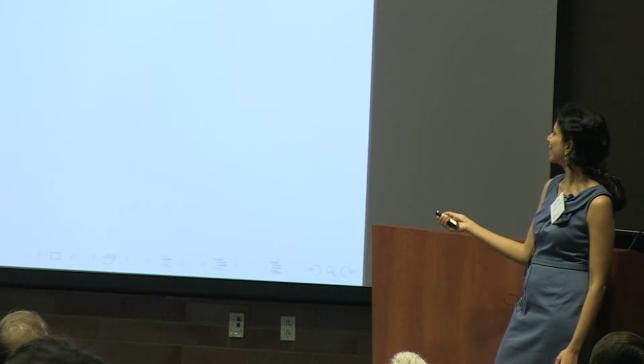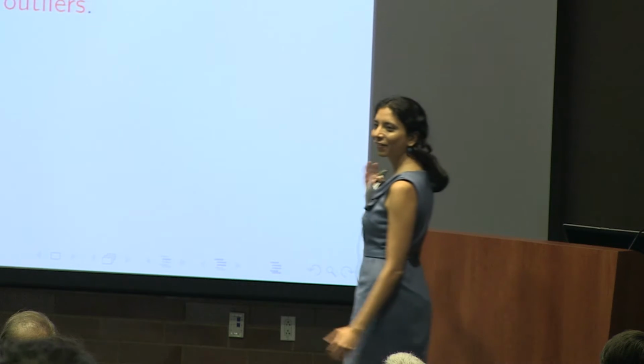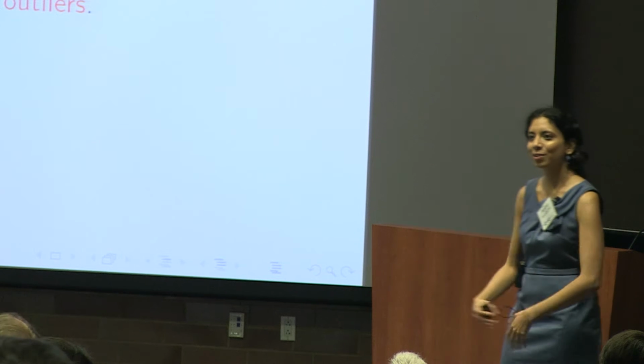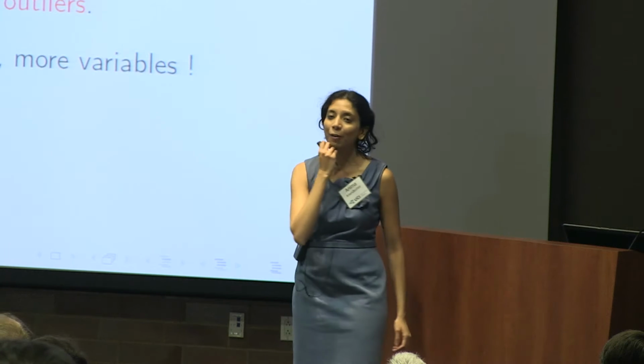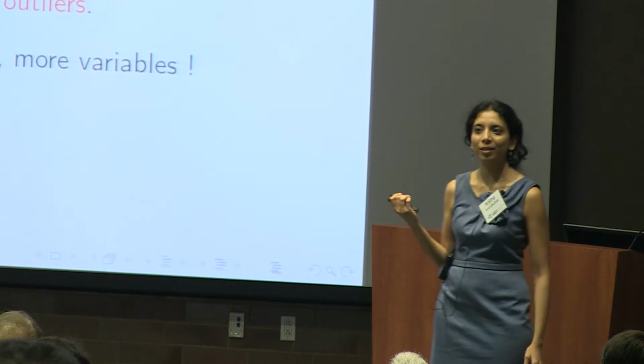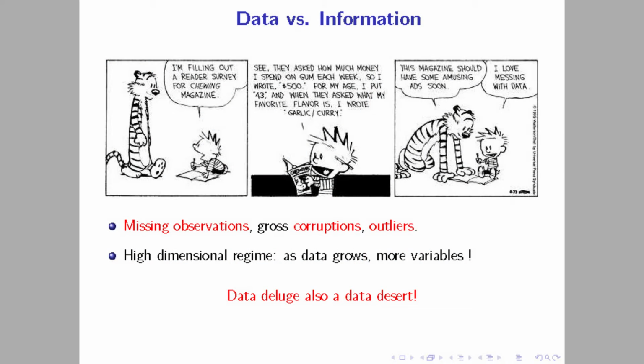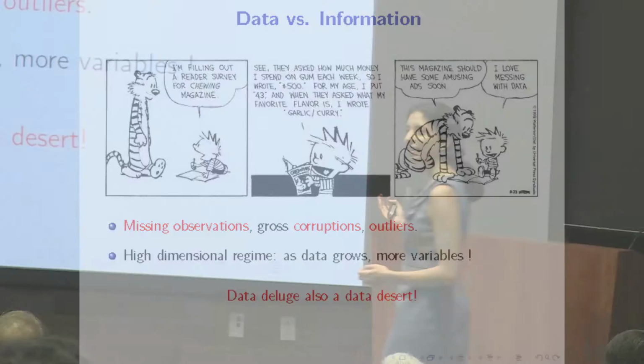Right? Like in this Calvin and Hobbes cartoon, for instance. So as you can see, Calvin is saying, okay, I can fill out a reader survey, I can enter all kinds of information, right? So even though I have large amounts of data, the data I have has all kinds of corruptions, there are outlier problems, there can be missing data. So with more data actually comes more challenges. Right? So in some sense, even though I have more data, I also have more variables or unknowns as I collect more data. So that's what I term a data desert.